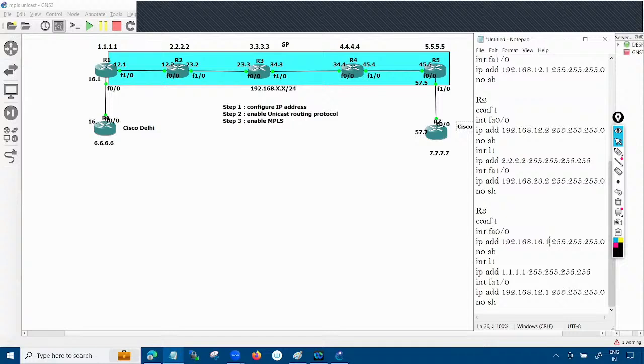This one goes with 23.3, this one with 3.3.3.3. Then we have R4. This one goes with 24. Guys, please pay attention to the IP configuration. It's very important. 34.4, and this one goes with 4.4.4.4.